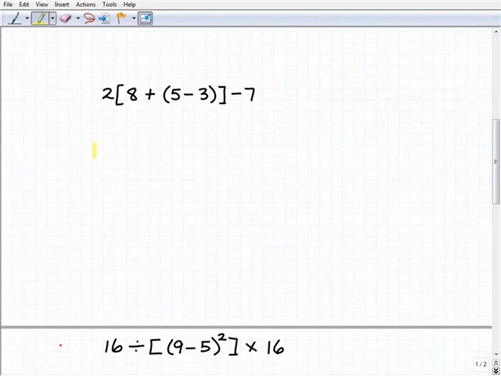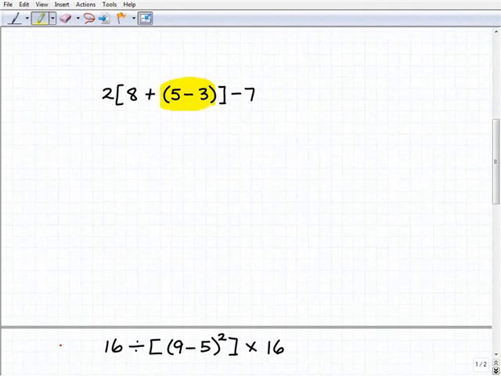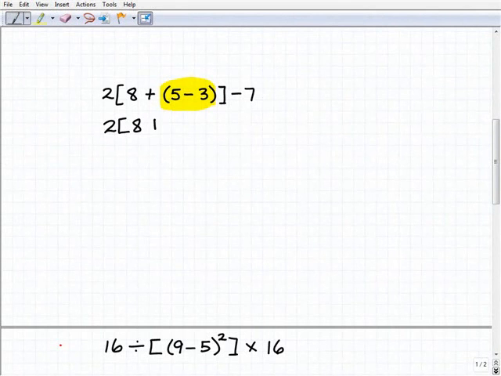And if you haven't tried this problem, I would go ahead and maybe pause the video and give it a try. So we have two sets of parentheses or two sets of grouping symbols. You always do the innermost first. So I'm focusing right there. So I'm going to rewrite the problem. It's just the way you should show your work. You really should try to model how I'm doing this. So I have 2 bracket 8 plus, now 5 minus 3 is of course 2, end bracket there, minus 7.